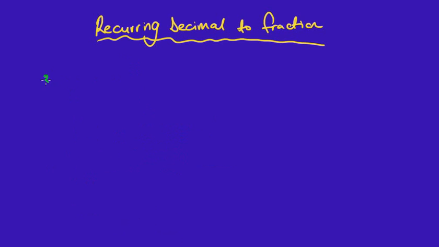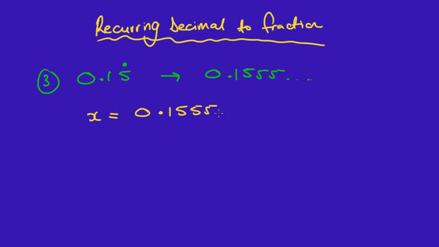Okay, I'm going to look at the next one, 0.15 recurring. But what you'll notice is that this time only the 5 is recurring. So my decimal is going to look like this. Okay, so how does that change it? Well, let's start by doing the same steps. 0.1555... Now I'm going to multiply it by 10, like I would normally. All the same steps. 1.555.